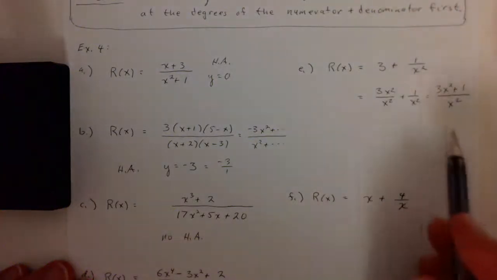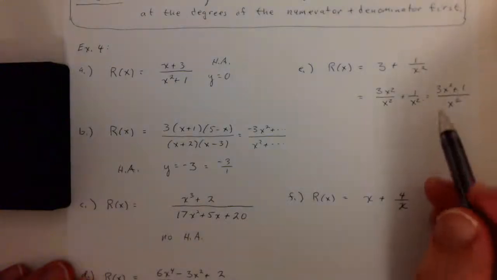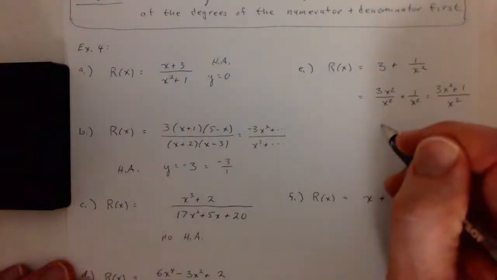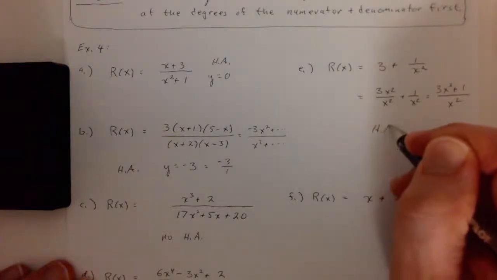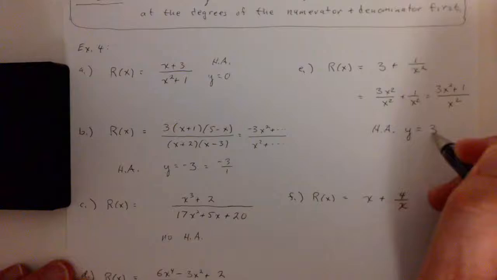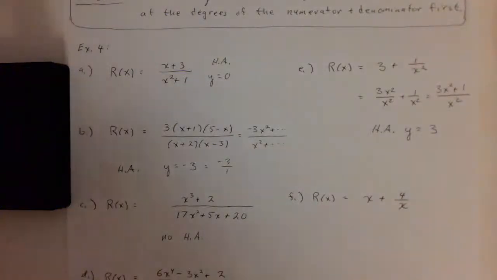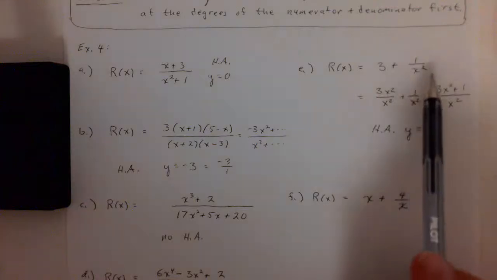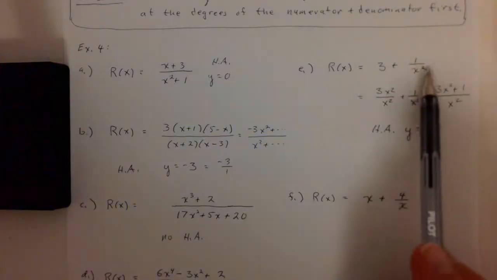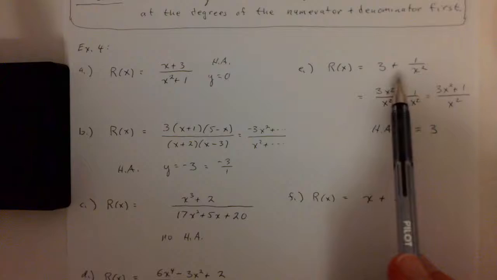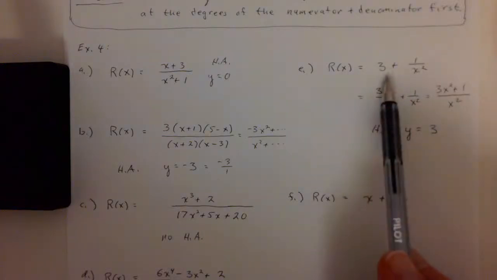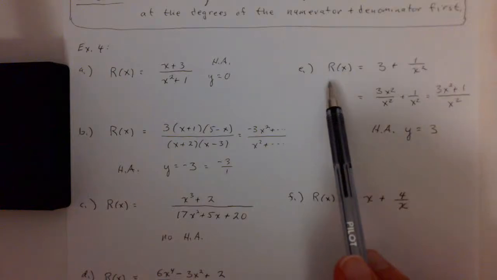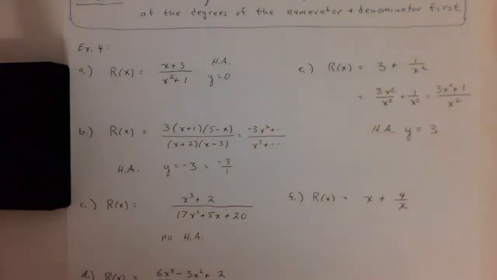So the degrees are the same. So the leading coefficient is 3. Here it's 1. So the horizontal asymptote is y equals 3. Another reason you can see this is because as x gets really large, this 1 over x squared is going to go to 0. So the value of r of x is going to be more and more like 3. And since we're looking at the graph of y equals r of x, y is going to be approaching 3.